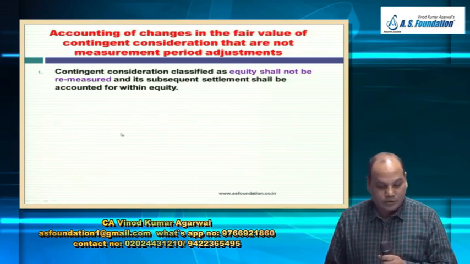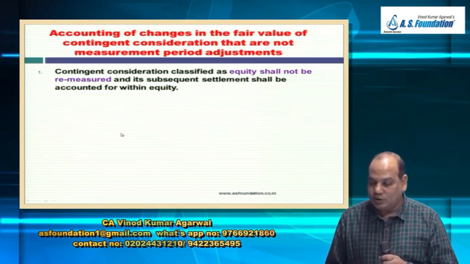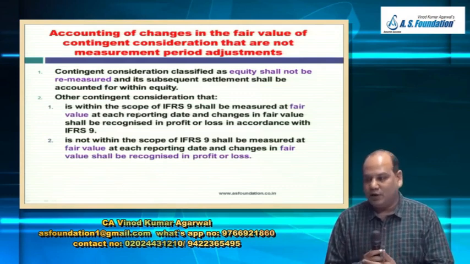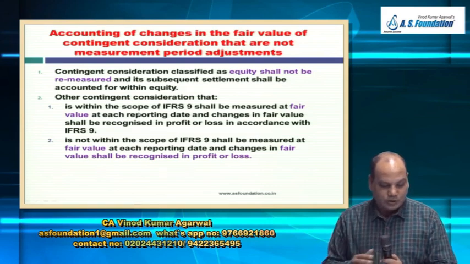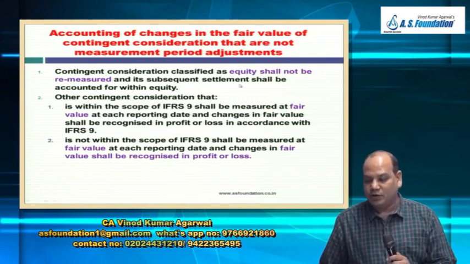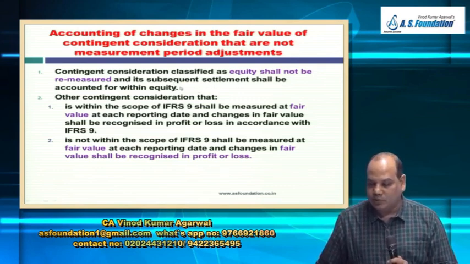Then where it will be adjusted depends on whether it is going to be treated as equity or other than equity. If it is other than equity, again we have to see whether it will be settled in the form of a financial asset or a non-financial asset. So 3 points are there on the screen. First, if contingent consideration is classified as equity, it will not be remeasured. It will not be remeasured, matter closed. Because equity instruments are not remeasured subsequently.